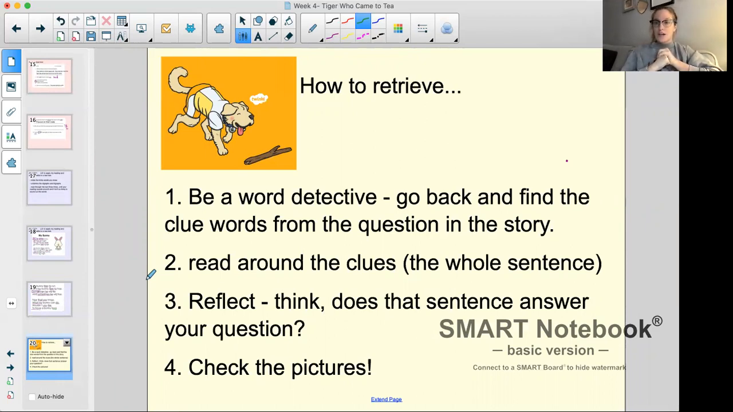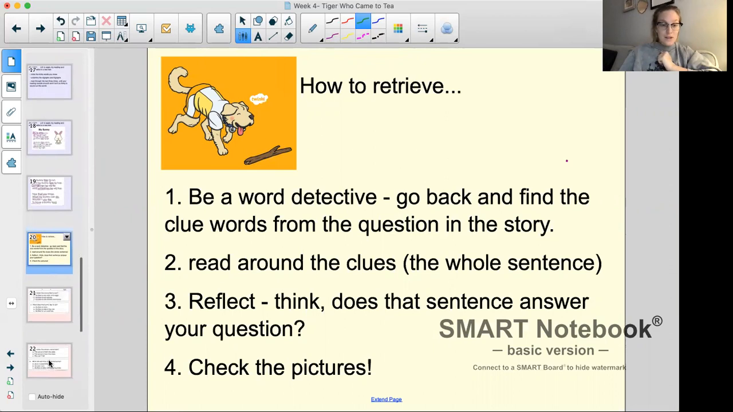And number 4, check the pictures. So sometimes there will be illustrations. They might have some clues in them. They might not, which is why we don't always check the pictures first. That's step 4. But if we're still a little unsure or confused, looking at the pictures might be a helpful clue.